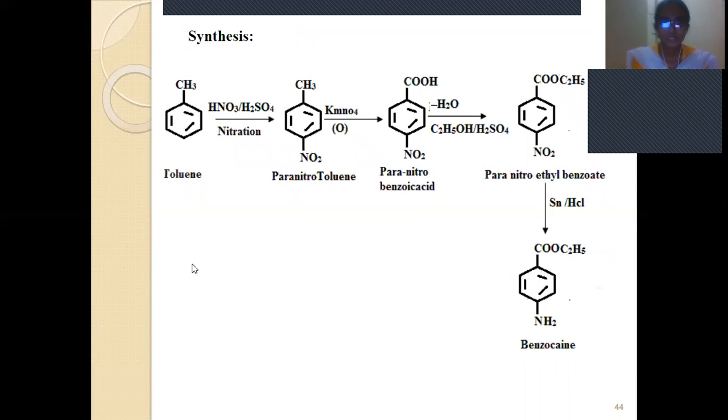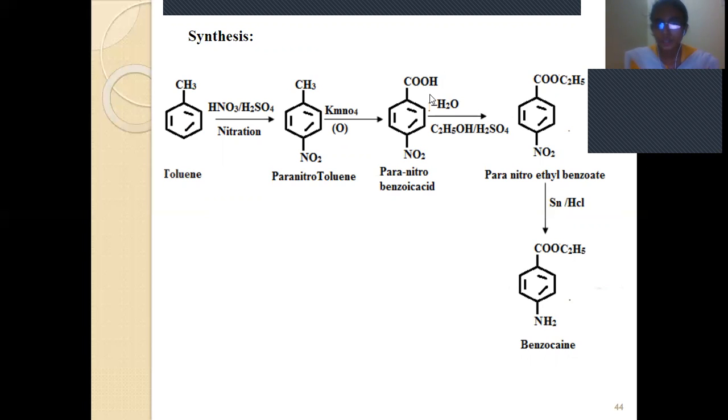Synthesis. The starting material is toluene, the six-membered ring with a methyl group. When it undergoes nitration in the presence of nitric acid and sulfuric acid, we get para-nitrotoluene, with the nitro group attached in the para position. When it undergoes oxidation in the presence of potassium permanganate, KMnO4, we get para-nitrobenzoic acid, where the benzoic acid is attached in place of the methyl.